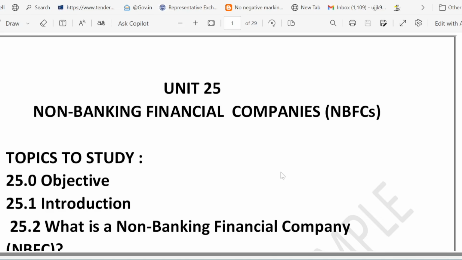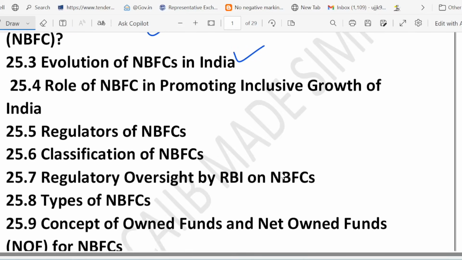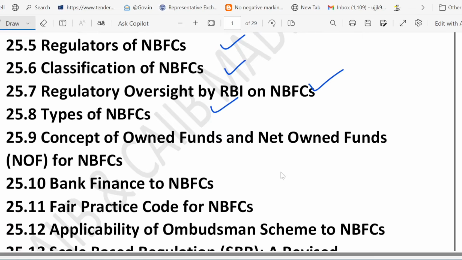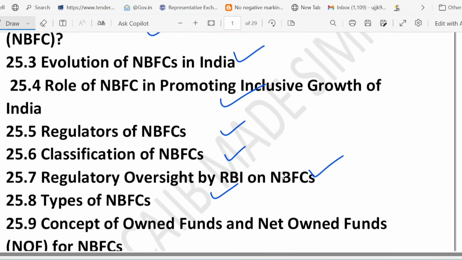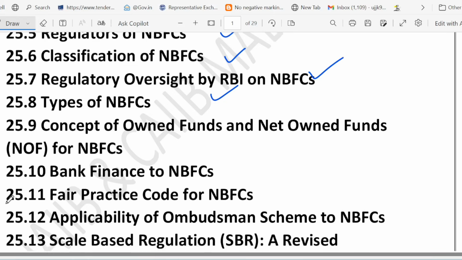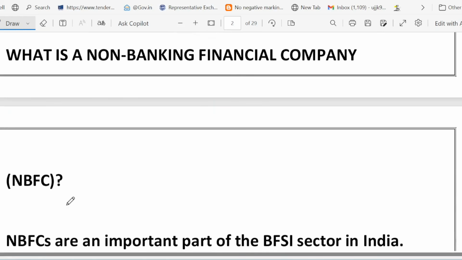So let's get started with our unit number 25. Basically these are the topics which we are going through. First of all, we will see the objective, then introduction, what is NBFC, how NBFC evolved in India, what is the role of NBFC in promoting inclusive growth in India, who are the regulators, what are the classifications, what are the types, what is the regulatory oversight by RBI. So basically there are 13 topics, so we will try to cover them in two videos. In the first video we will cover till 25.8 and the rest, 25.9 to 25.13, we will cover in the next video.